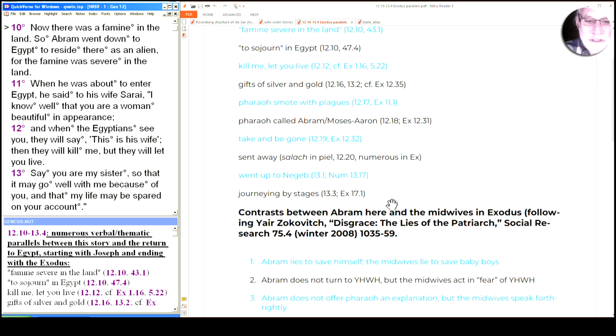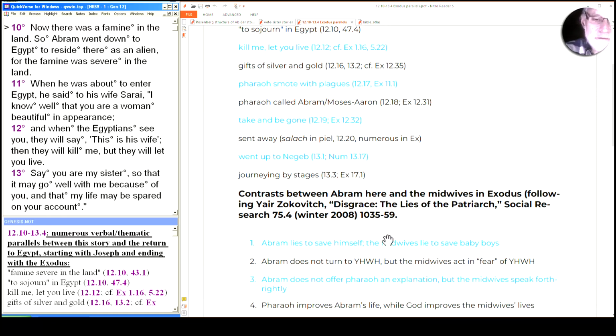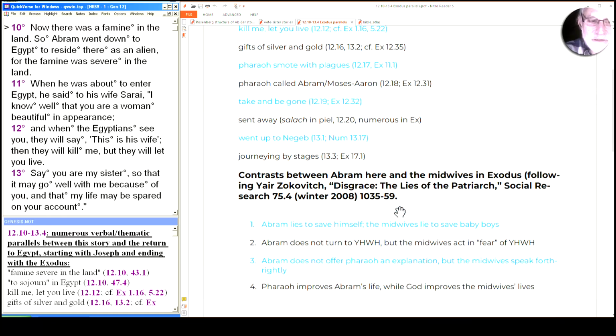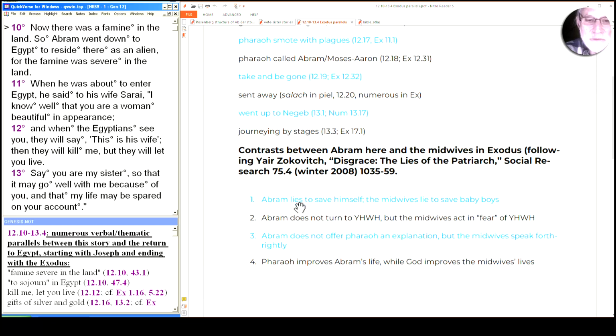But then more recently, Yair Zakovitch, coming from a different angle, again writing as a Jewish author though, writes this article, "Disgrace the Lies of the Patriarchs," highlighting the contrast between Abram and the midwives in the Exodus story, showing that Abram lies to save himself, whereas the midwives lie to save the baby boys. Abram does not turn to Yahweh, but the midwives act in, quote-unquote, fear of Yahweh. Abram does not offer Pharaoh an explanation, but the midwives speak forthrightly to Pharaoh at the risk of their lives.